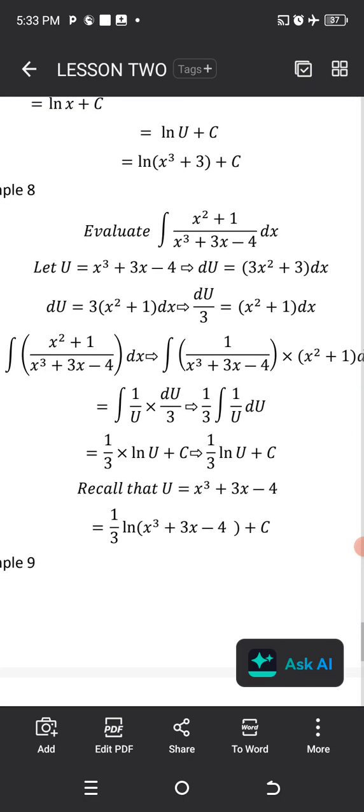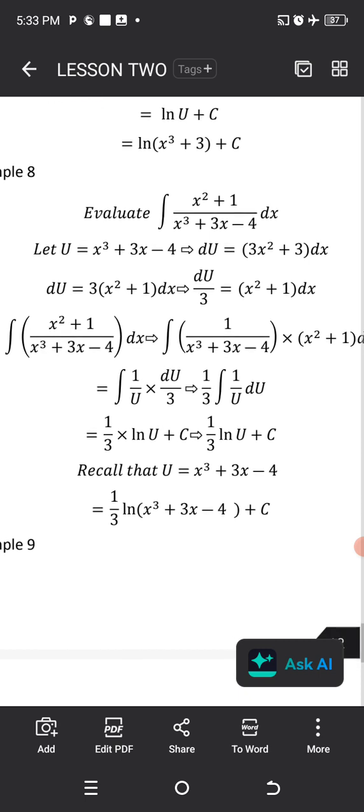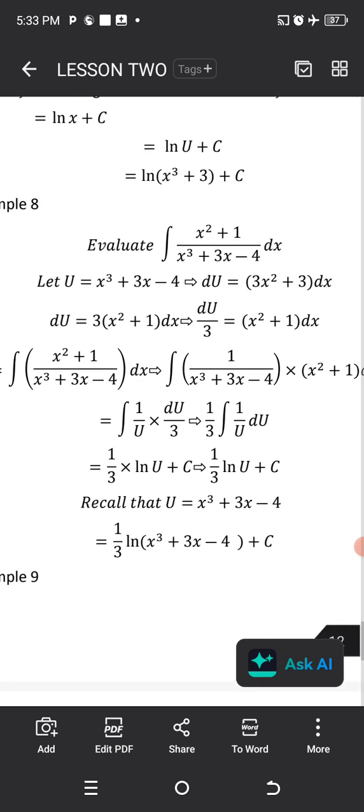Evaluate the integral of s squared plus 1 all over s raised to power 3 plus 3s minus 4. The same thing. So you see, after that, you find the one with the higher power, which is s raised to power 3 plus 3s minus 4. That is the integral function with the higher power. So let u equal what?